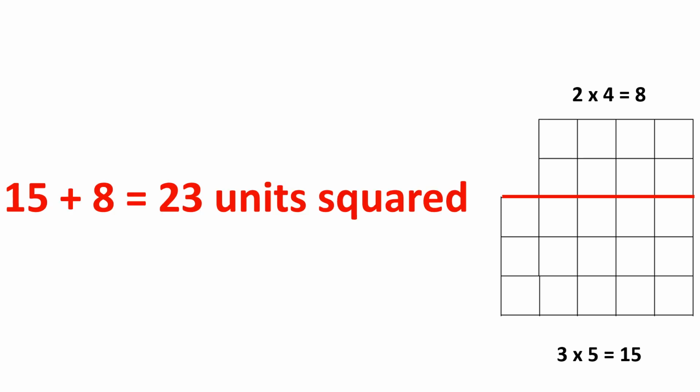Cut it this way if you want. On top you have 2 rows, 4 in each. 2 times 4, 8. The second part, 3 rows, 5 in each, 15. 8 and 15, 23 units squared. That's the area. Find the area of this one.